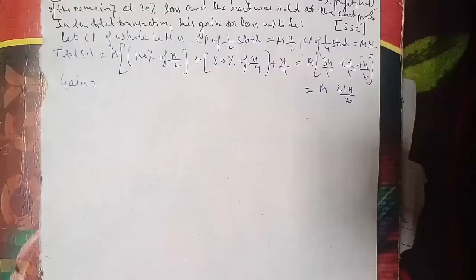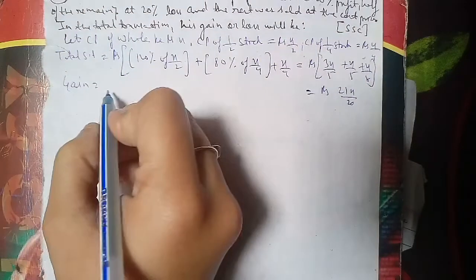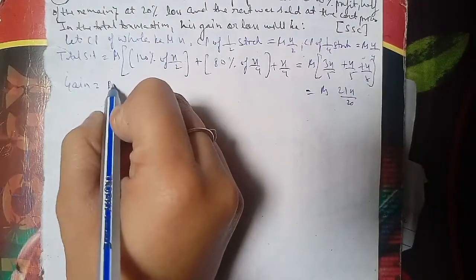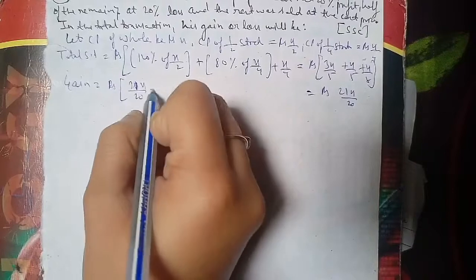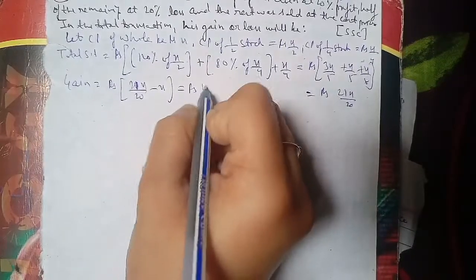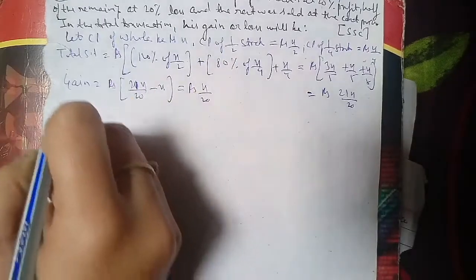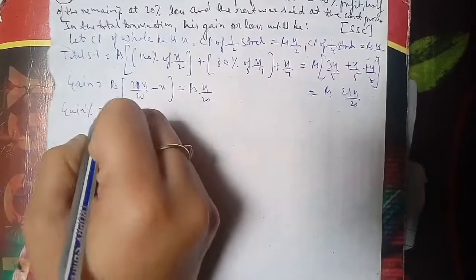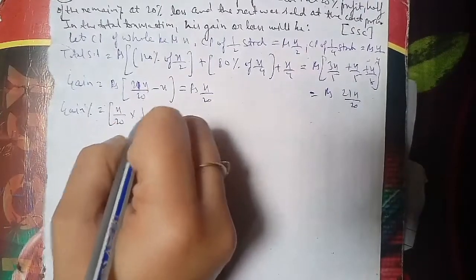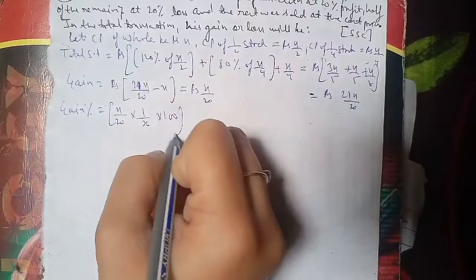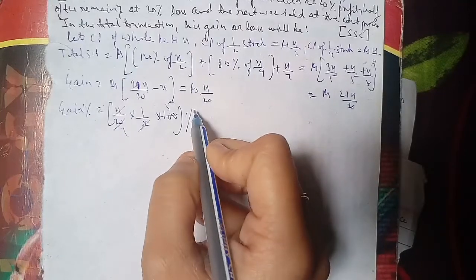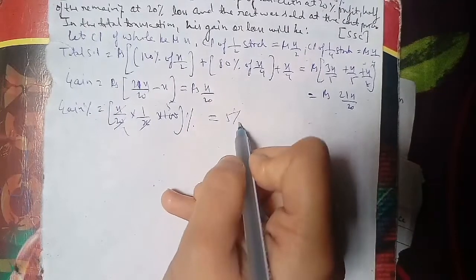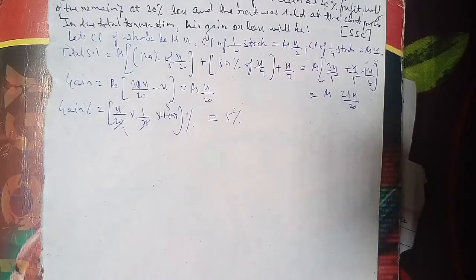So gain is equal to rupees 21x upon 20 minus x, equals rupees x upon 20, and gain percent is equal to x upon 20 into 1 upon x into 100%. 21 minus 20, 5 twenties are 100, x is cancelled by x as well, so it will be 5% that we have as an answer. Now we go ahead for the next one, which we'll talk about.